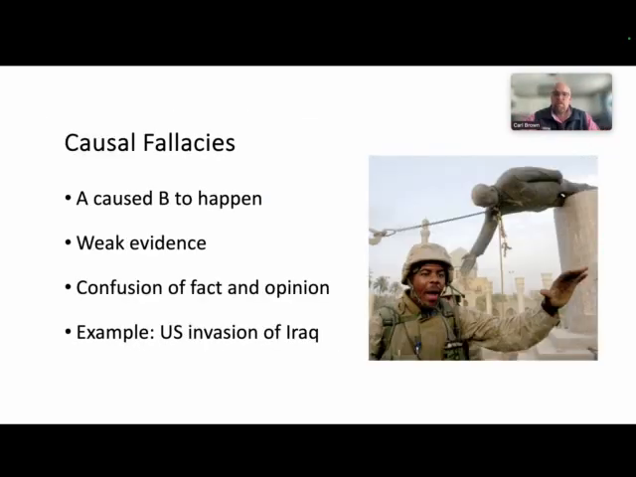Number two, we've got causal fallacies. Causal fallacies happen when people say that A caused B to take place, but in reality, it may or may not have. It may have contributed to it, but can we say that it caused it? Causal relationships are very difficult to establish.